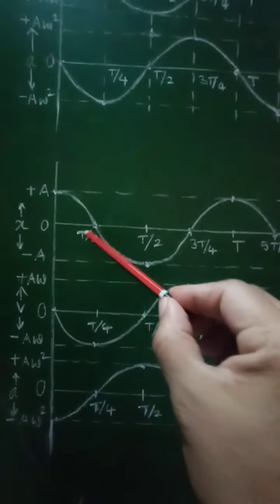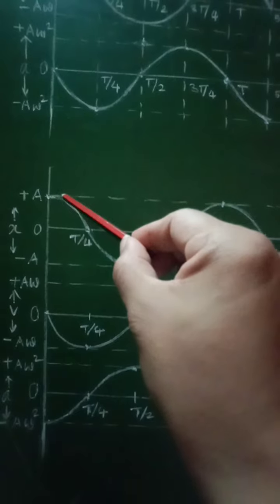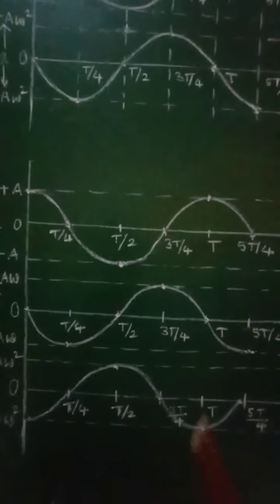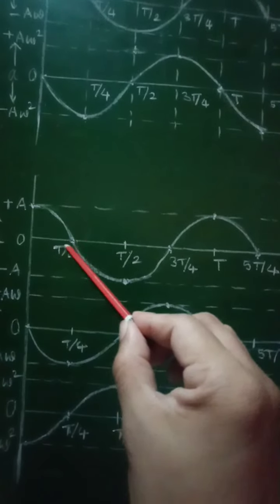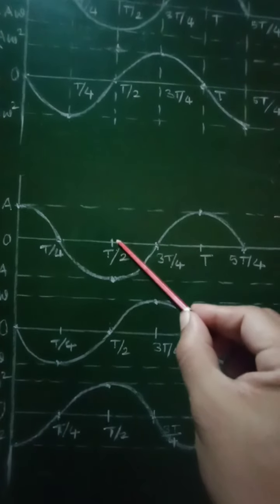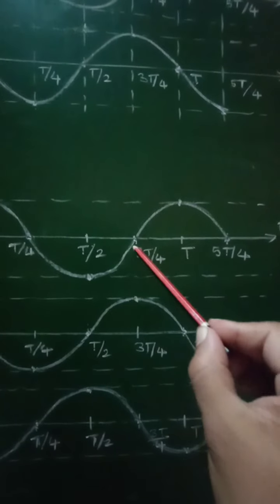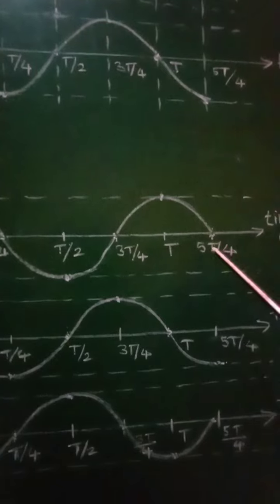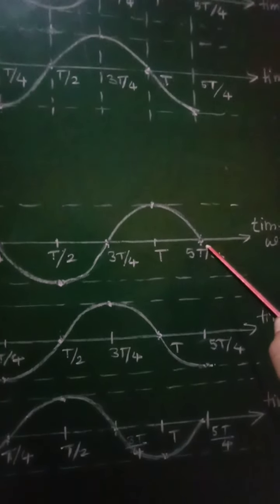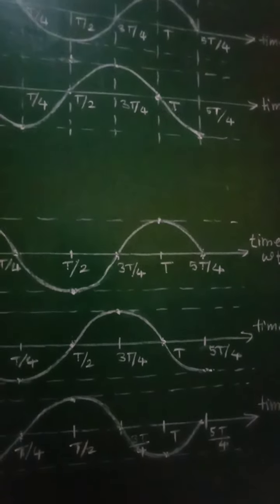Again, at t is equal to 0, here x will be equal to plus a. For T by 4, x will be equal to 0. For T by 2, it is minus a. For 3T by 4 it is again 0. For T it will be plus a, and for 5T by 4 again it is 0. So like this a cosine curve we will get for the displacement.